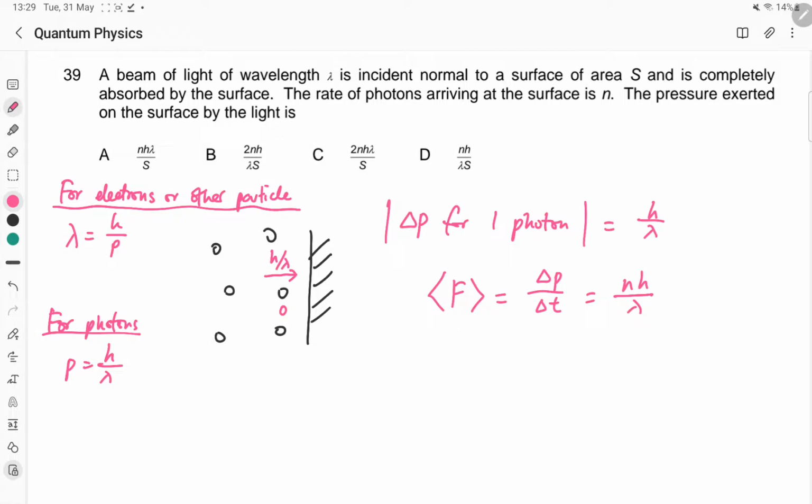Finally, you want to find the pressure exerted on the surface. So pressure equals force divided by area, which is S. So it's nh over lambda S. Option D.